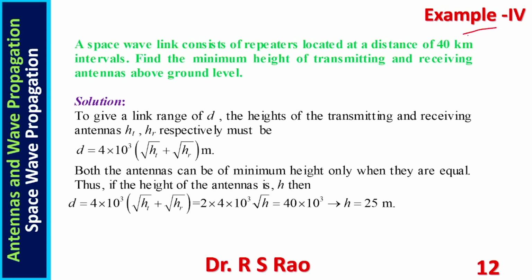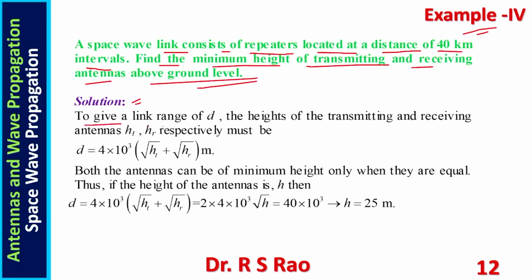Another problem, example 4. A space wave link consists of repeaters located at 40 km intervals. Find the minimum height of transmitting and receiving antennas above ground level. Solution. To give a link range of D, the heights of transmitting and receiving antennas, HT and HR respectively, must be as follows.